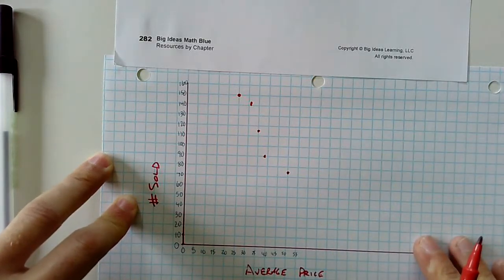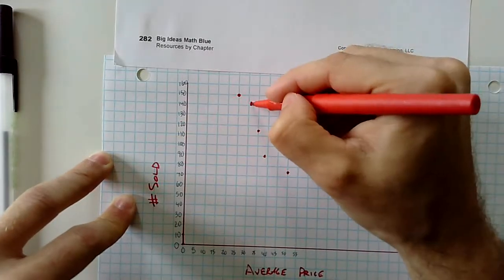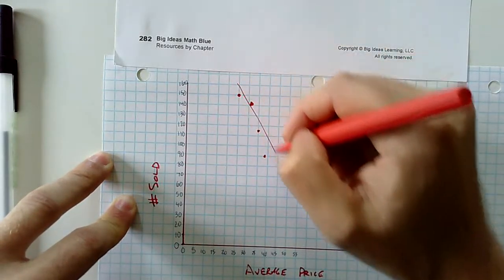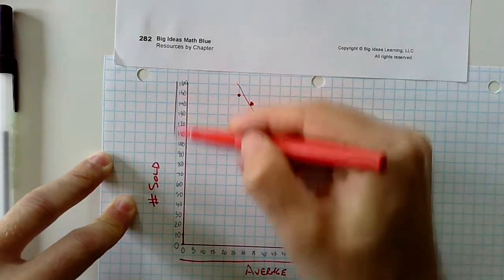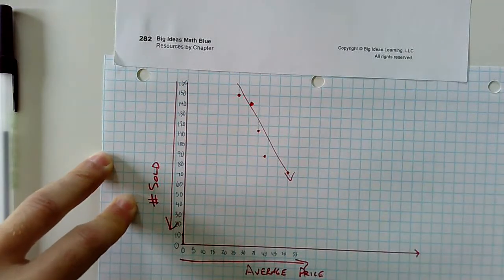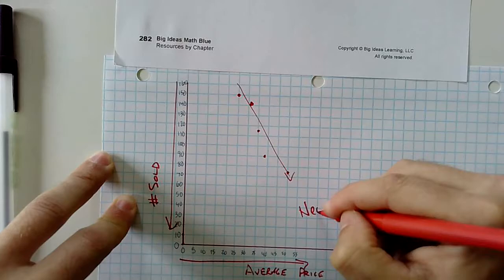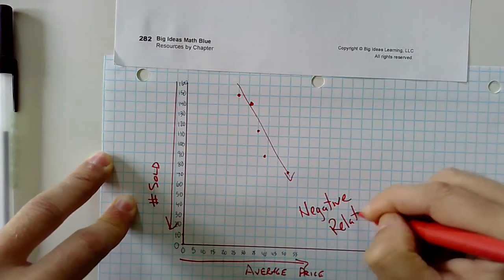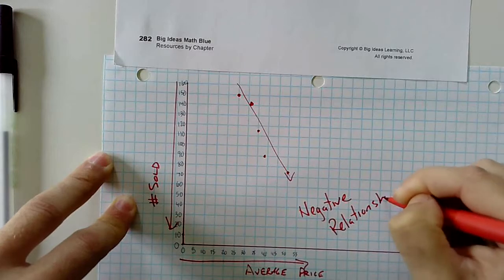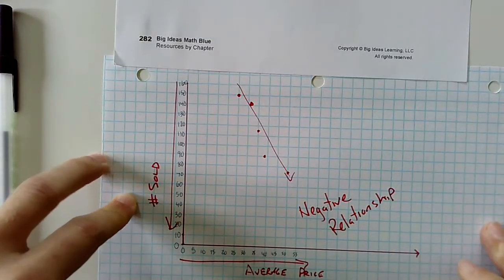And what do you know? It looks like our prediction, our guess was correct. We can see these going down. So as the price gets higher, the number sold is decreasing. And that would be called a negative relationship, which we talked about in the last video.